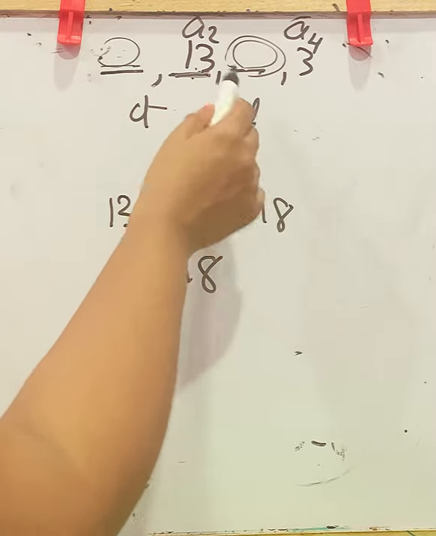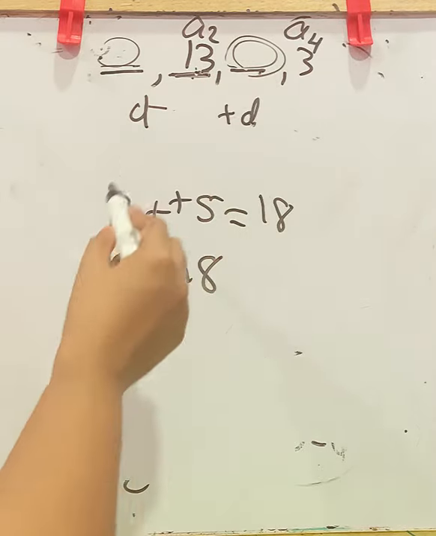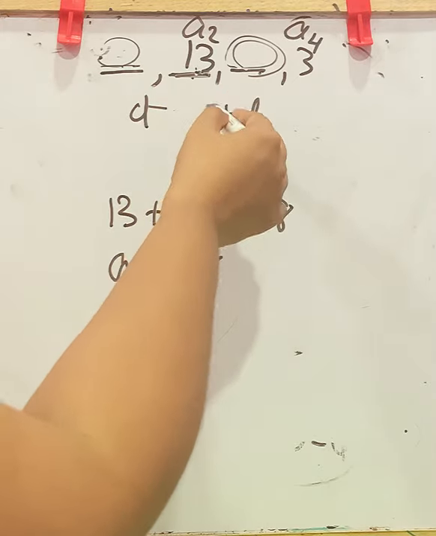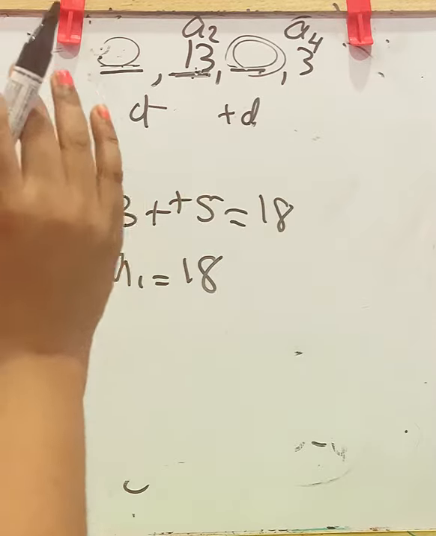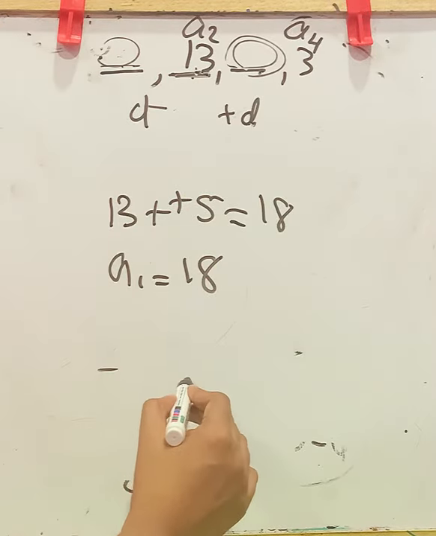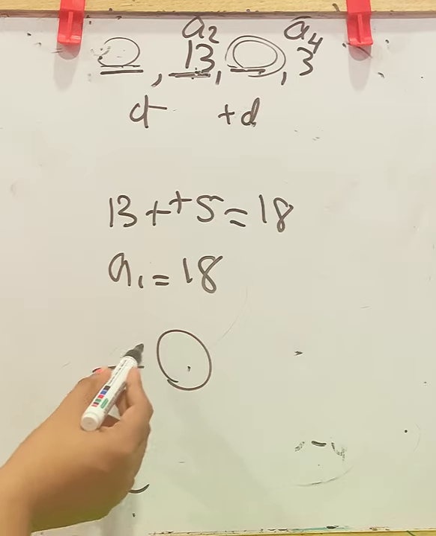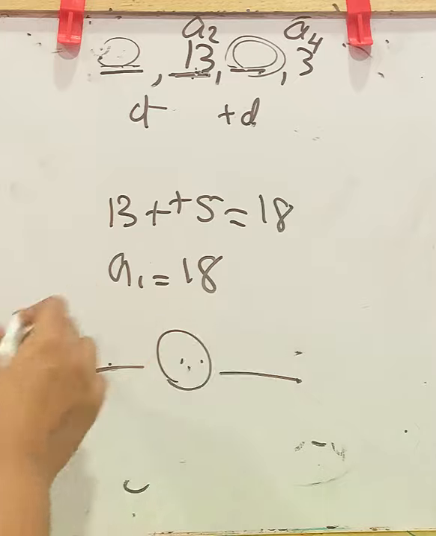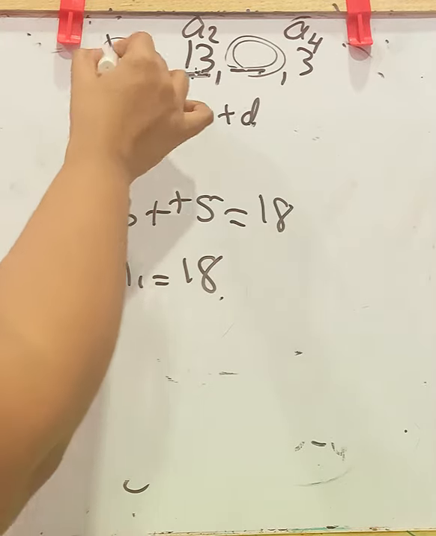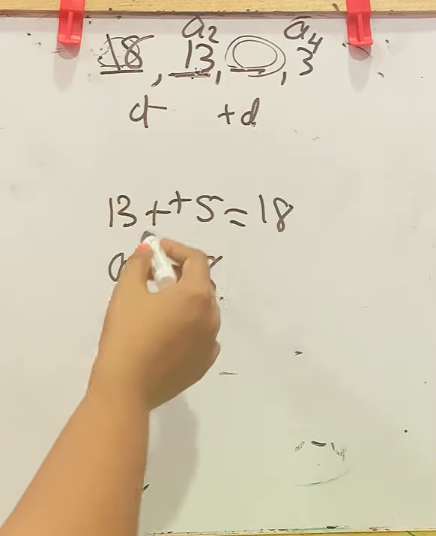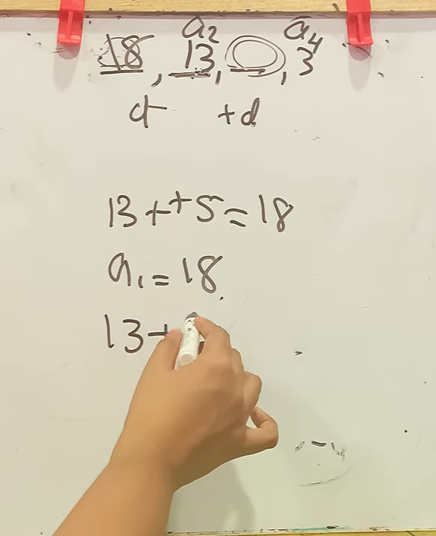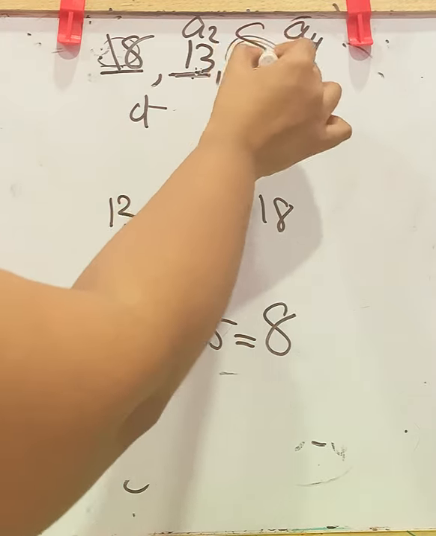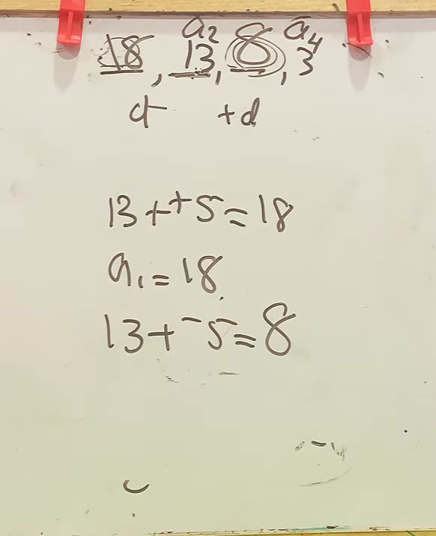Now we will add d to 13. Then you will get the succeeding number. To get the preceding number, you will subtract d. To get the succeeding number, you will add d. Don't forget it or don't get confused. This is the preceding number. You got 18 here. Now add d to 13. That is 13 plus minus 5. Now opposite signs, positive 8. Here we have 8. Missing terms are 18 and 8.